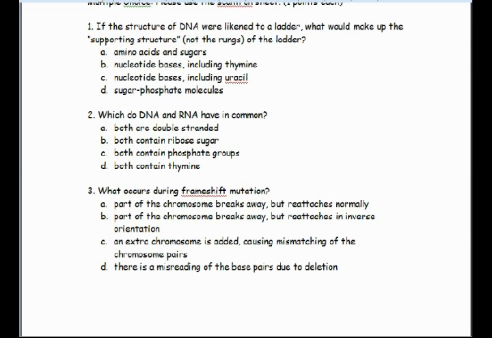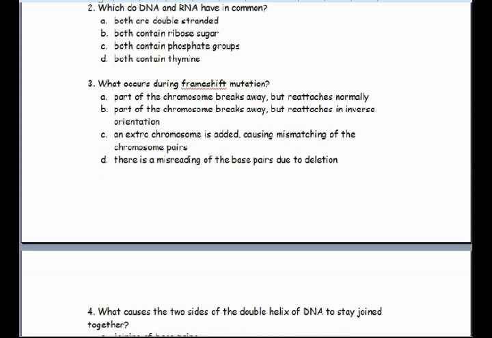What occurs during a frame shift mutation? The answer is D. There's a misreading of the base pairs due to deletion.